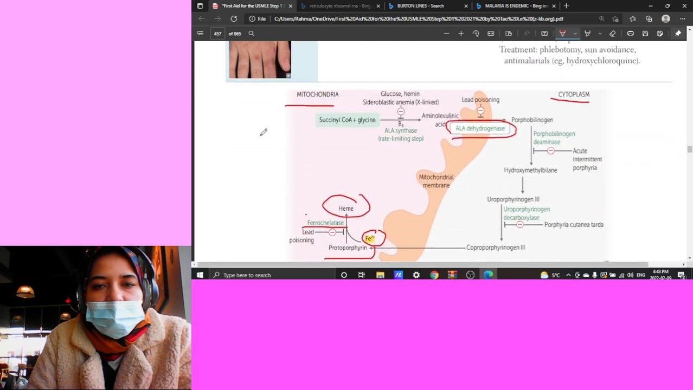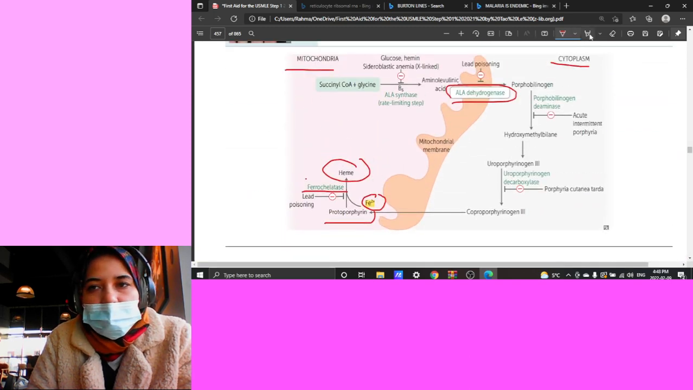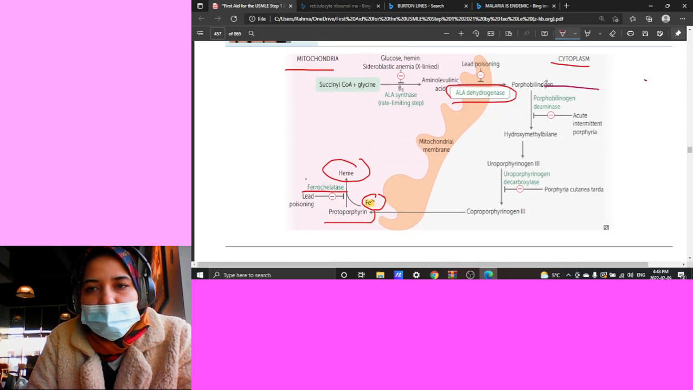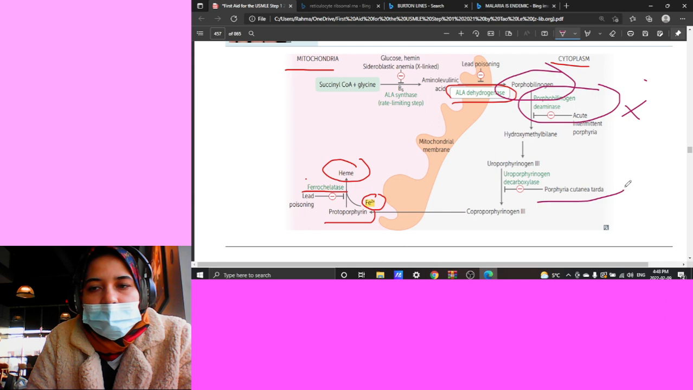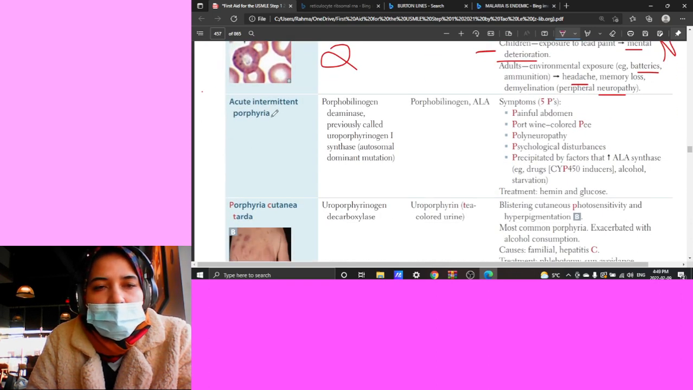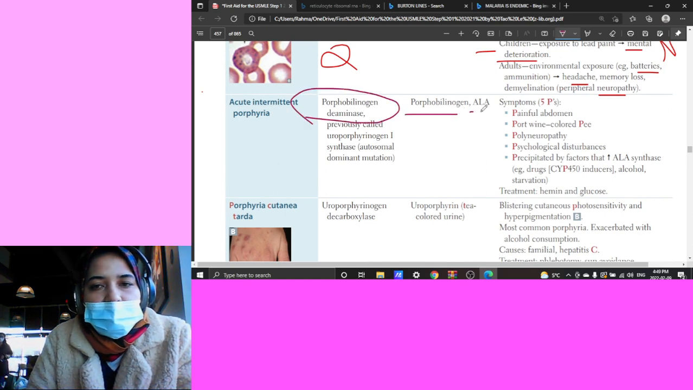Acute intermittent porphyria, so what's going on here? You really need to know the names of the enzymes. There's no way out of it. So let's use a different color. Acute intermittent porphyria, you have an issue with porphobilinogen deaminase. And you're going to have an increase in porphobilinogen. Porphyria cutanea tarda. The name implies cutaneous symptoms. This one does not have cutaneous symptoms. You're going to have a defect in uroporphyrinogen decarboxylase. You're going to have elevated levels of uroporphyrinogen III and hydroxymethylbilane. So acute intermittent porphyria, porphobilinogen deaminase deficiency. You're going to have elevated porphobilinogen and ALA.